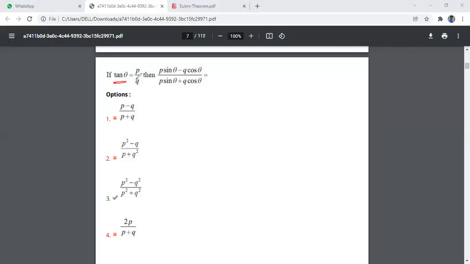This is also a simple question only. They are saying tan theta is equal to p by q. Then they are asking for p sin theta minus q cos theta by p sin theta plus q cos theta. Here they already said tan theta is equal to p by q.